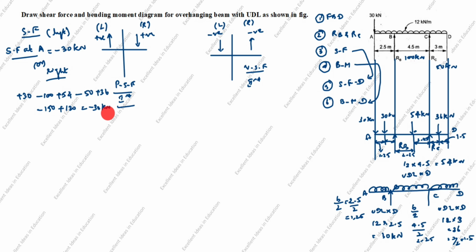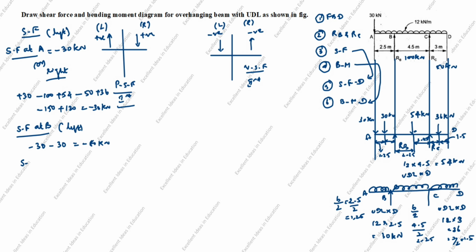Next, we will calculate shear force at B. From here to here we will calculate. This is the left side. You see the arrow comes down. Down on the left side is negative, minus 30. Next, the arrow comes down, negative, minus 30, equal to minus 60 kilonewton. This is the left side. Now we will calculate the right side.